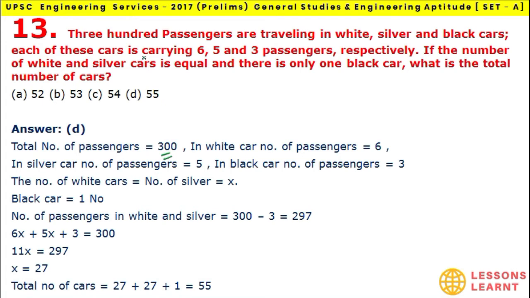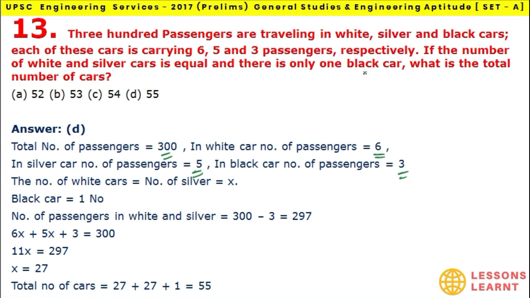Each of these cars is carrying 6, 5 and 3 passengers. That means the white car is carrying 6 passengers. So in the white car the number of passengers is 6. In the black car there are 5 passengers, in the silver car there are 5 passengers, and in the black car there are 3 passengers.